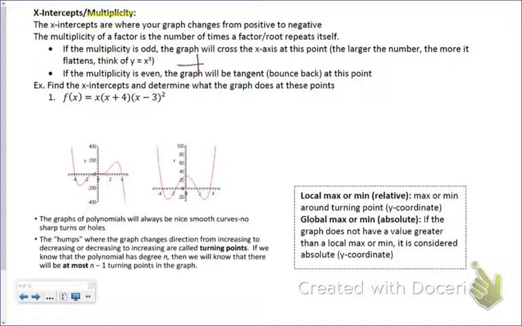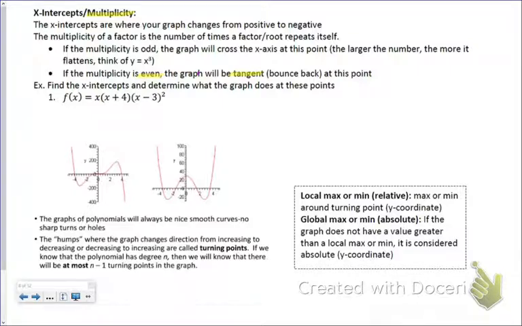So think about the difference between y equals x and y equals x cubed. Okay. They both still cross through, but you notice how x cubed gets flatter as it approaches that 0, whereas y equals x just goes straight through. Now, if it's an even number, then your graph will be tangent at that point. Sometimes we say touch, okay? It bounces back. So think about what y equals x squared looks like. Okay, y equals x squared, at that point, it's tangent at 0, and it bounces back in the same direction.